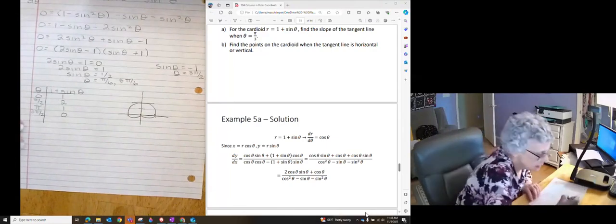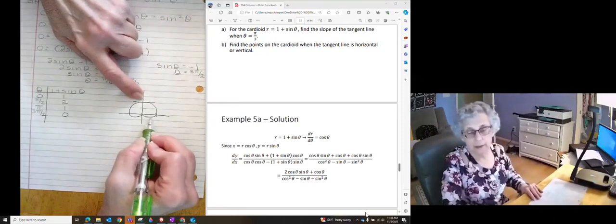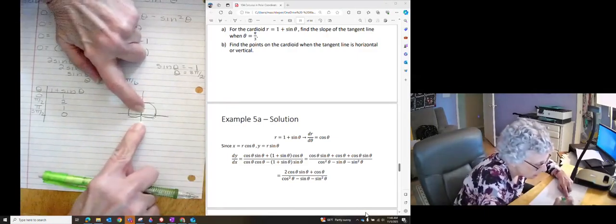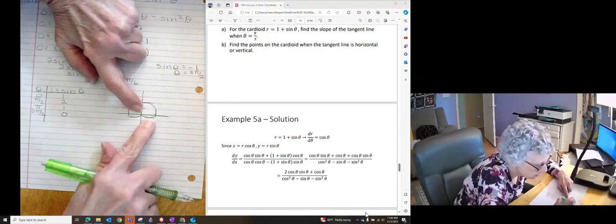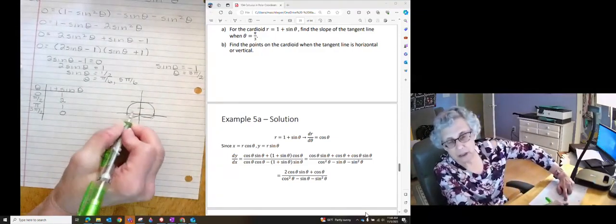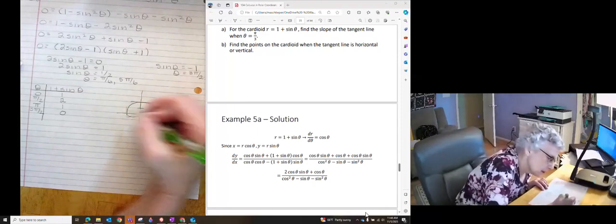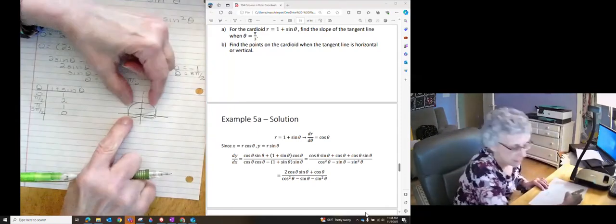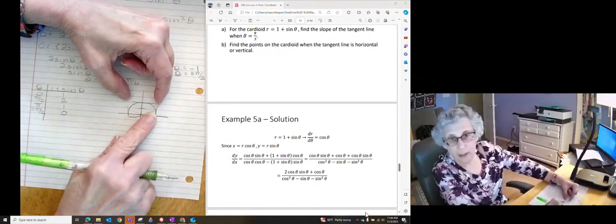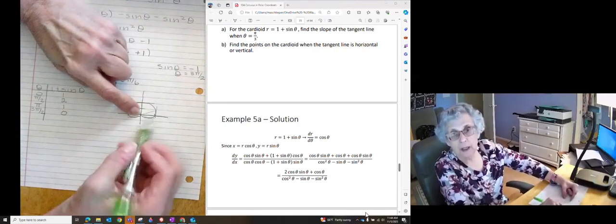And I can see that I have a horizontal tangent there at pi halves. I have a horizontal tangent here at negative 7 pi over 6 and at 11 pi over 6. I have vertical tangents. Yeah, my picture's not perfect, but we can pretend that they're at 5 pi over 6 and at pi over 6.